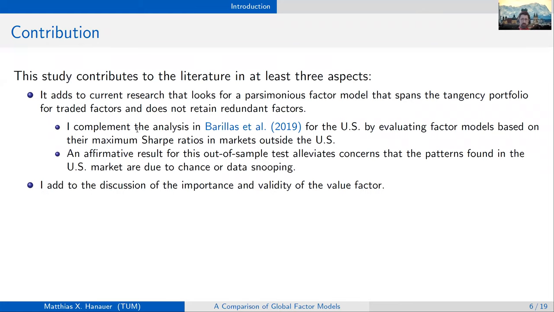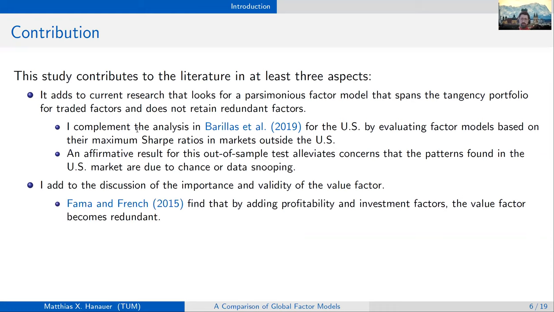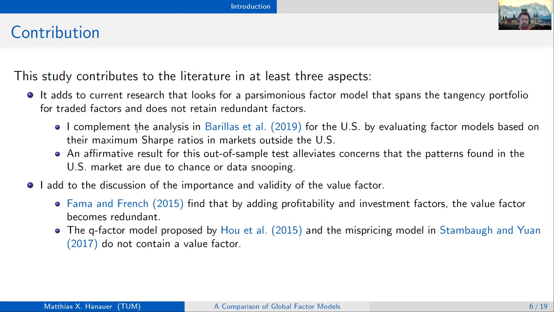I also add to the discussion about the importance of the value factor, because this factor is heavily criticized recently. For instance, even one of the early supporters of the value factor, Fama and French, find that in their five factor model it's redundant. So it can be explained by the investment and profitability factors, and they just keep it because of heritage. And also these newer factor models of Hou et al. or the Stambaugh-Yuan mispricing model do not even contain a value factor. So this maybe asks the question, do we still really need one? And lastly, I add to the expanding literature on international asset pricing.